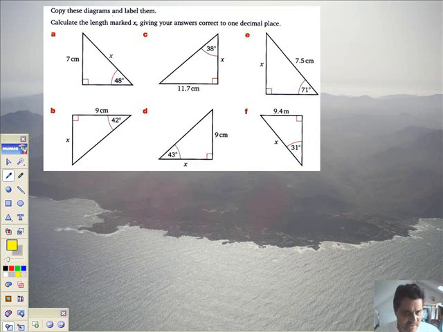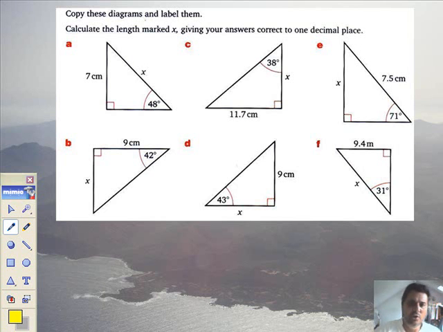This is question 3. It looks very similar to question 2 actually, but we'll see, shall we? Now, copying complete diagrams, no. Calculate the length marked x, giving your answer correct to 1dp, just like in question 2. Now, let's just do this one here.